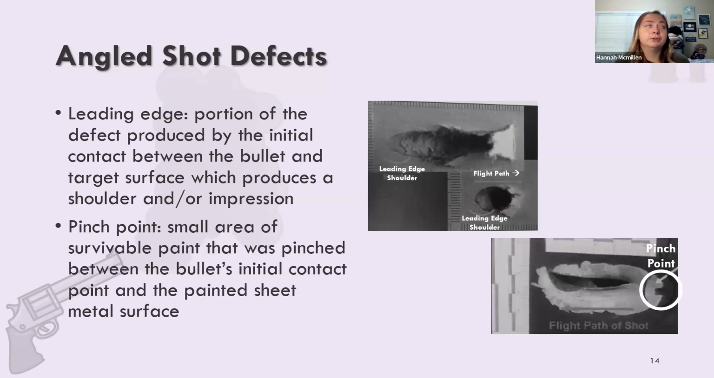And then we have also the pinch point. This is a small area of surviving paint that was pinched between the bullet's initial contact point and painted sheet metal surfaces. Here we can see there's a small pinch point, and you see a piece of paint that is left behind. As that bullet is traveling at such a high velocity, once it comes in contact with the surface, it's creating friction, and the heat from that friction is going to preserve that piece of paint at that pinch point. While that initial friction produces all of that heat, the bullet is then losing velocity, and that's why we're not seeing the preservation of paint as we travel across the surface itself.